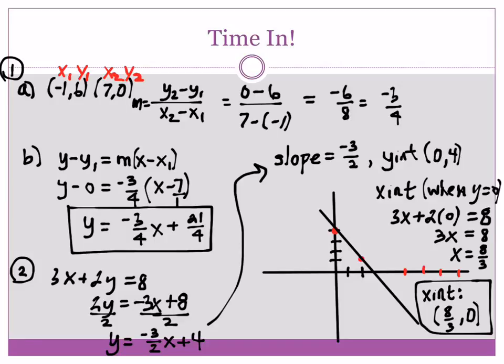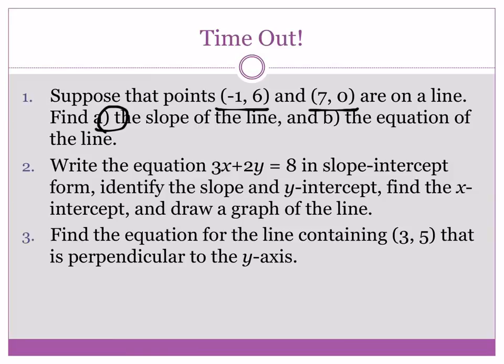All right, there was one more question on those slides. What was it? Oh, this one's a really fast one. We can do it on the other slide, and we'll stop there. All right. It says, find the equation for the line containing 3, 5 that is perpendicular to the y-axis.